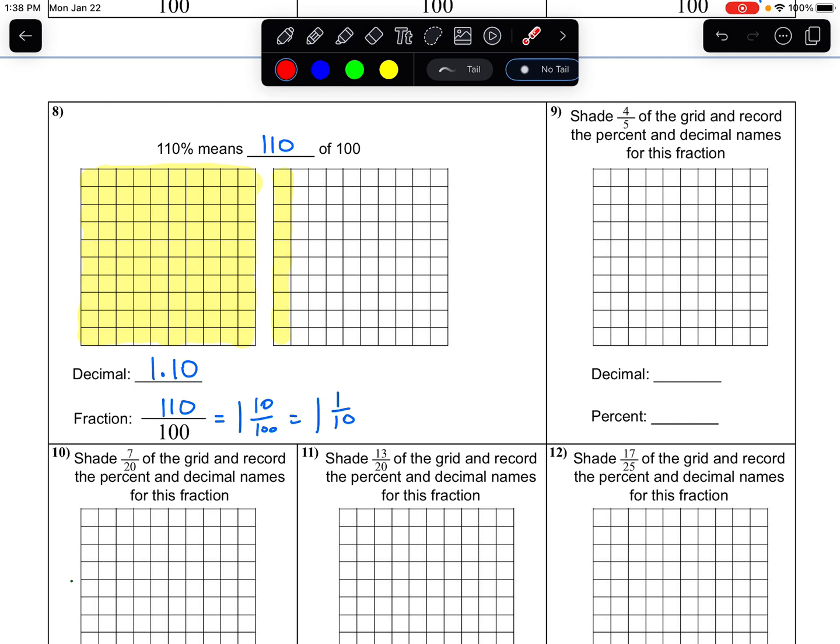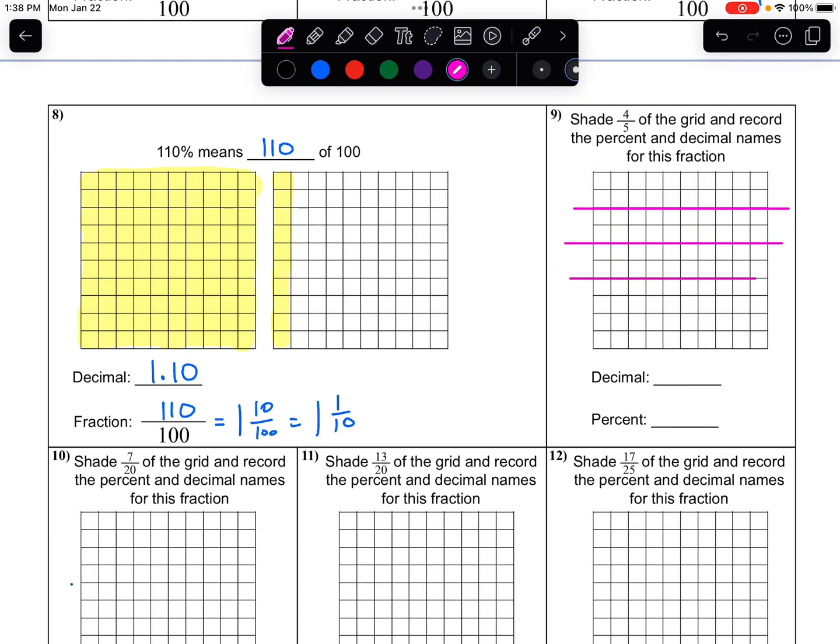So 4/5 means this box is going to be divided into 5 equal pieces, right? That's the denominator, so 5 equal pieces. Let's divide this into 5 equal pieces. Let's actually start right there. That means we have 1, 2, I'll actually move that up a little bit. That's 1, 2, 3. Let's try that again.